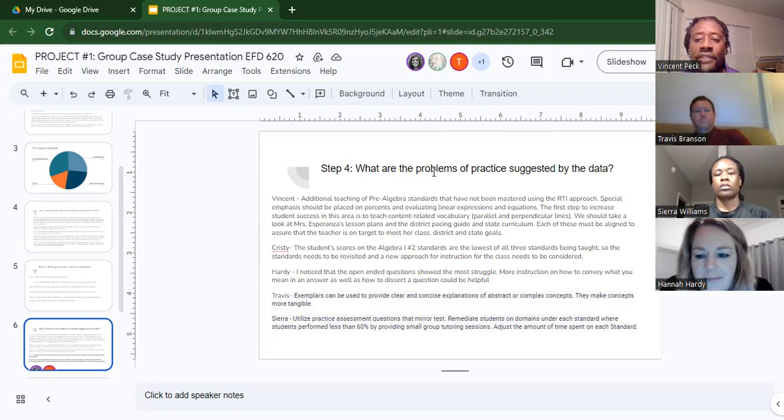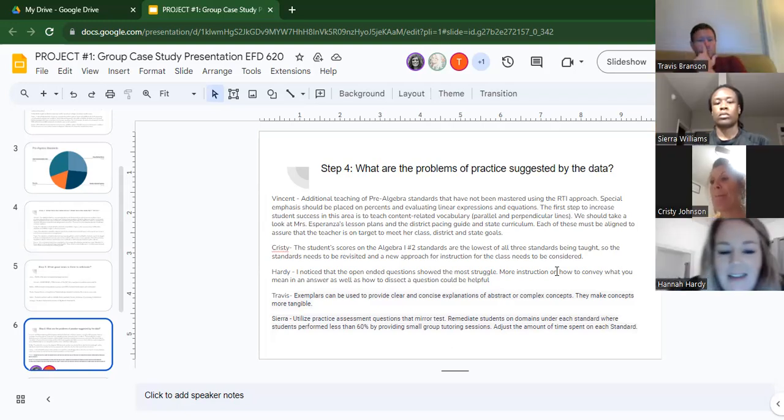And also, each of these must be aligned to assure that the teacher is on target to meet her class, district, and state goals. The student scores on the Algebra 1 number 2 standards are the lowest of all three of the standards being taught, so the standards need to be revisited, and she needs to find a new approach for the instruction for the class to be considered.